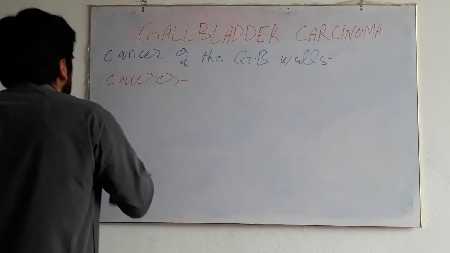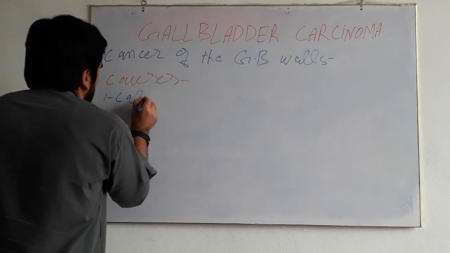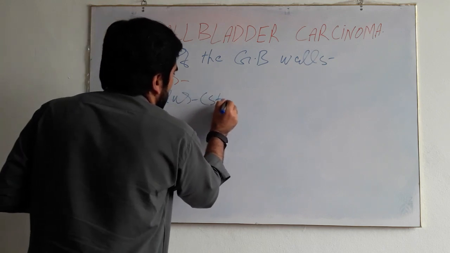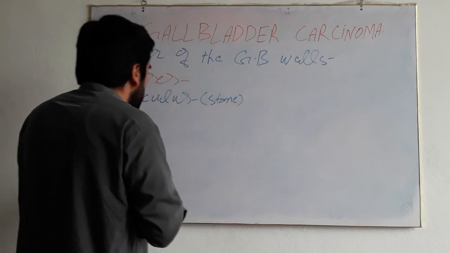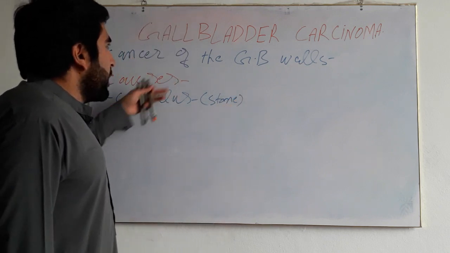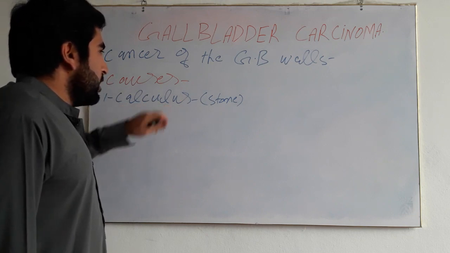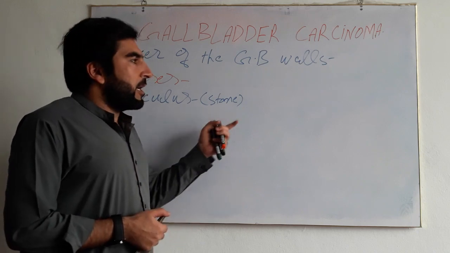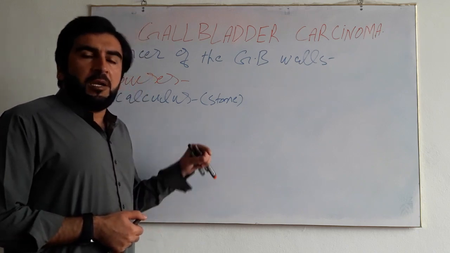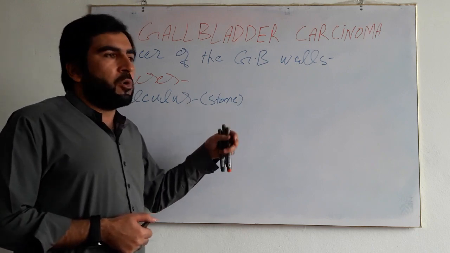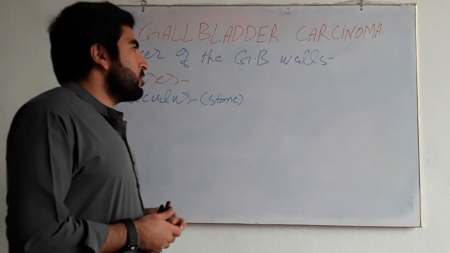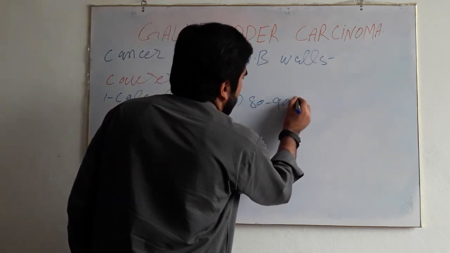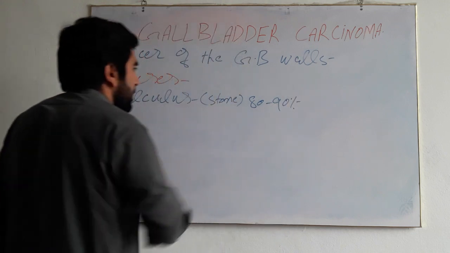The first and most common cause is the calculus or stone. So, for gallbladder carcinoma, the most common cause is the calculus or gallstone. If there is stone in the gallbladder, that will chronically irritate the walls of the gallbladder, and that chronic irritation is the leading cause for the gallbladder carcinoma. Nearly 80 to 90% cause of the gallbladder carcinoma is the gallstone.